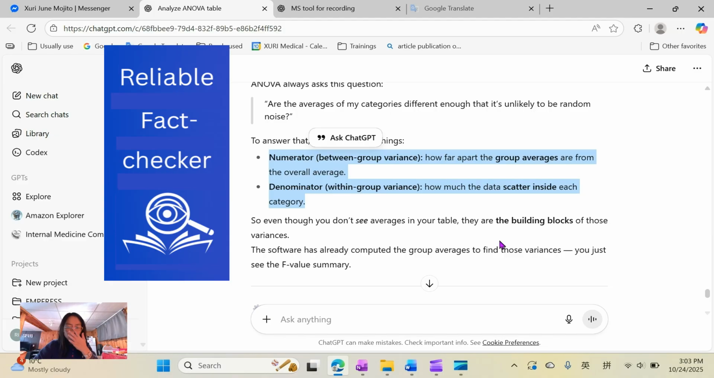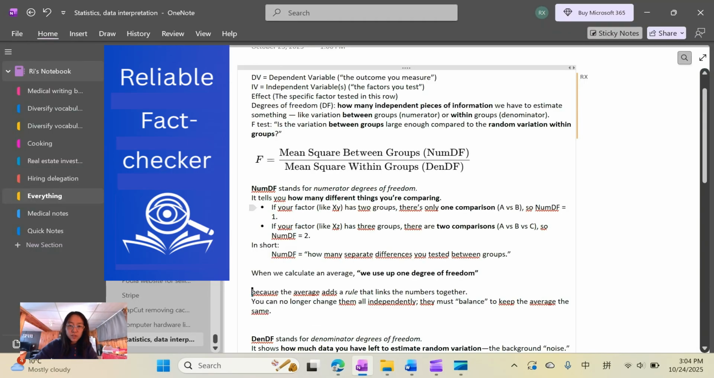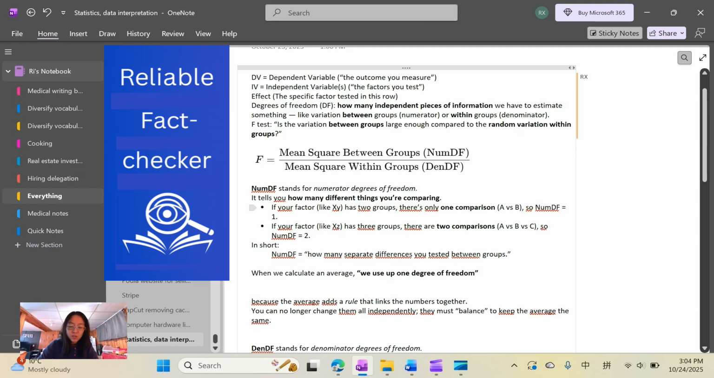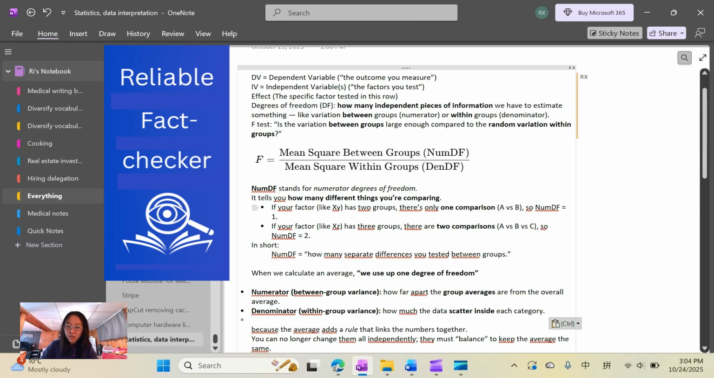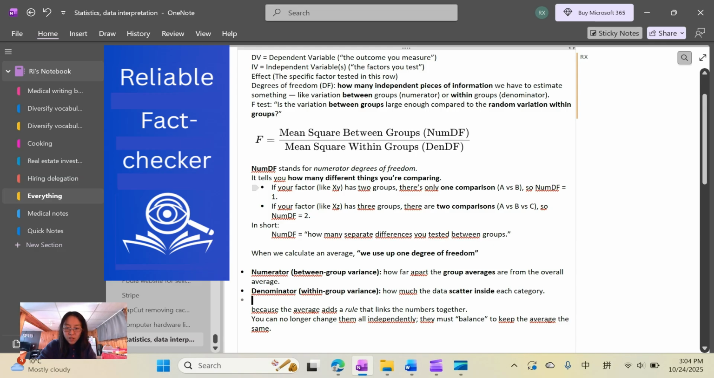Numerator, between-group variance: how far apart the group averages are. So let's copy this so I can re-talk about it. Damn, I don't know if it's good or not. Anyway, sorry, audiences, that's just what we get sometimes due to technical glitches. Because the average adds a rule: how far apart the group averages are from the overall average.